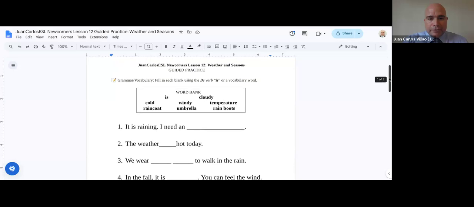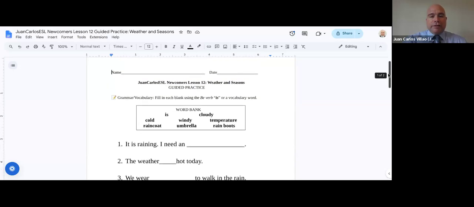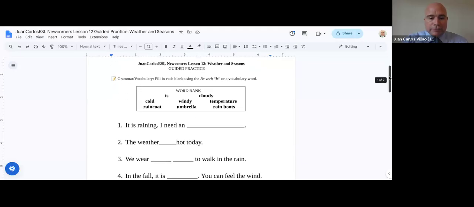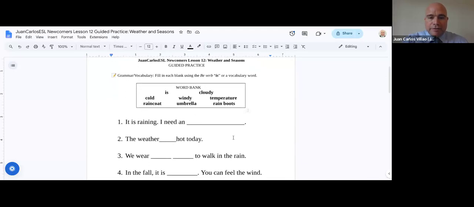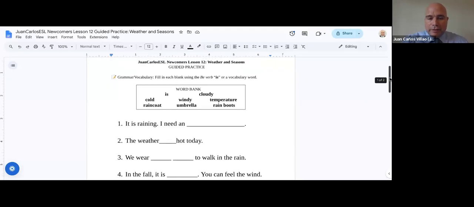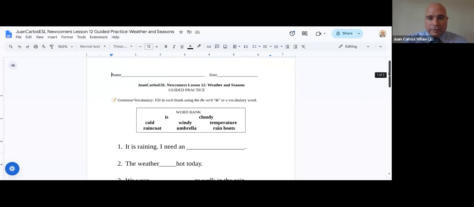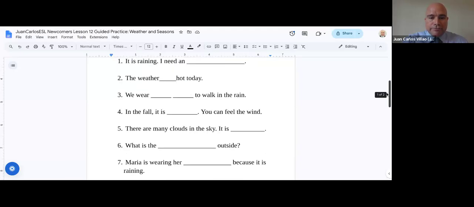Okay, so I prefer that you print it and then you can handwrite your responses to make it more effective. So it's the same sentences that you see in the presentation and the same words in the word bank you will see in this handout as well.